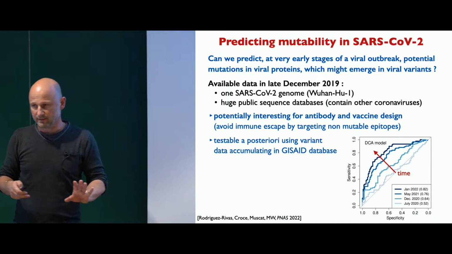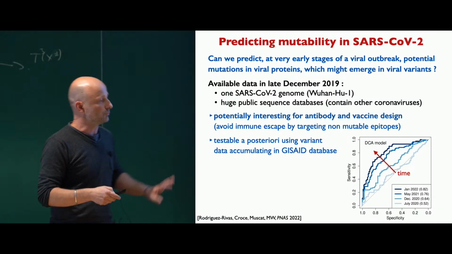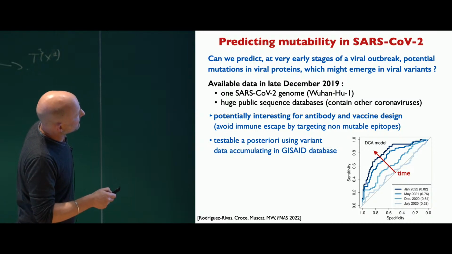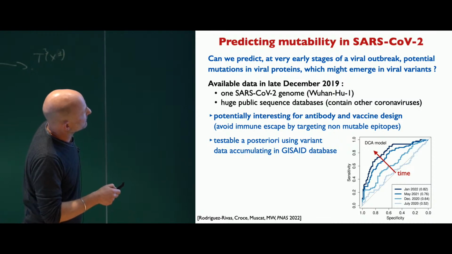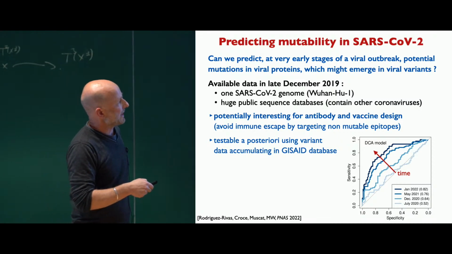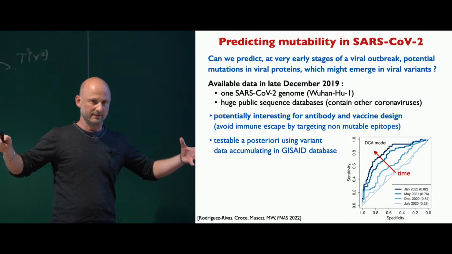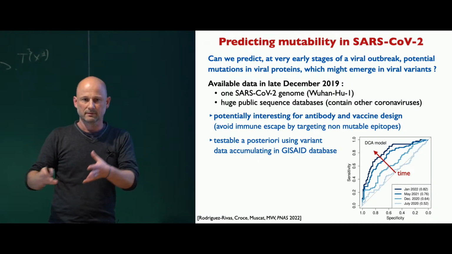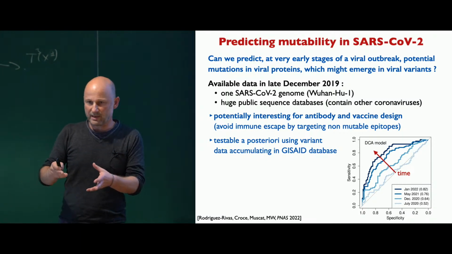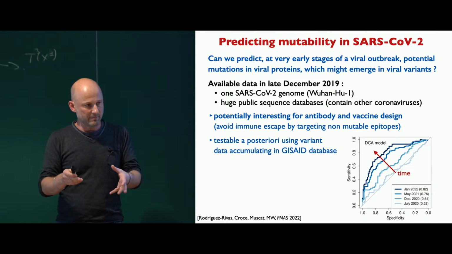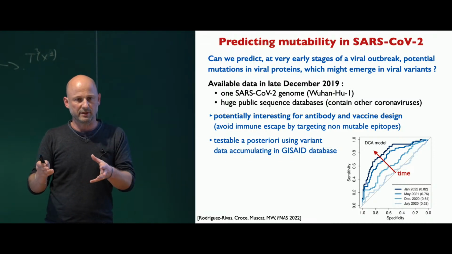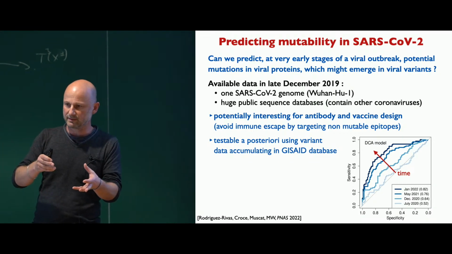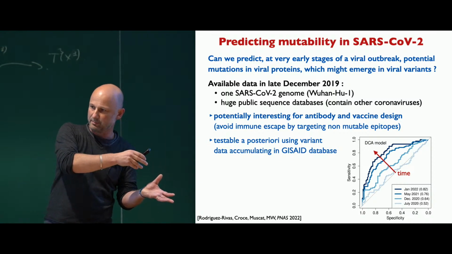Doing this, we have tried to predict mutations in SARS-CoV-2. And our question was, what can we predict at very early stages of a viral outbreak, potential mutations in viral proteins which might emerge in viral variants? So that's a long sentence, but you have seen a lot of variants emerging, and they have mutations. Some of them became quite famous because they are immune escape mutations or so, and they are responsible for the success of some of these variants. But we didn't know these variants in the beginning, obviously.